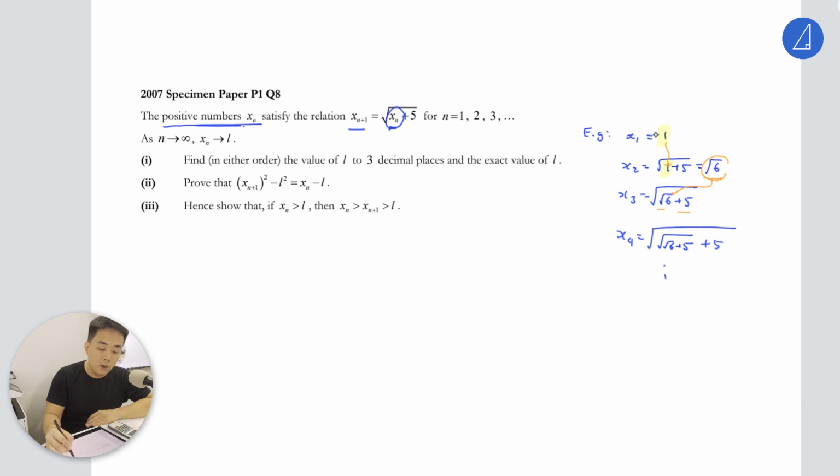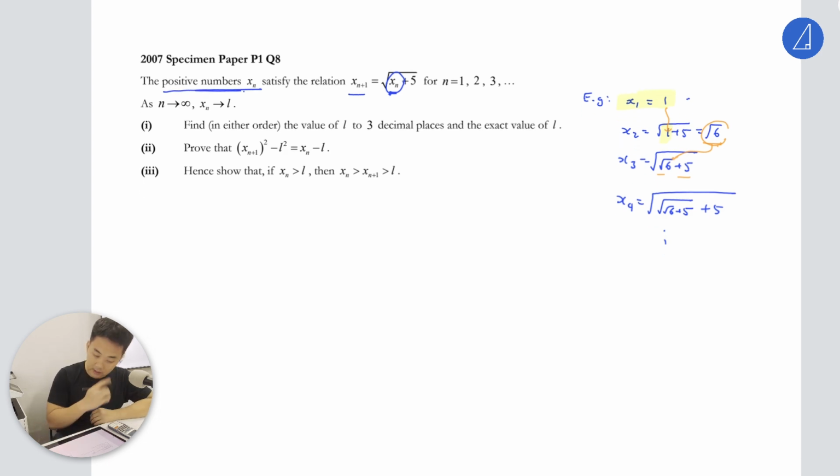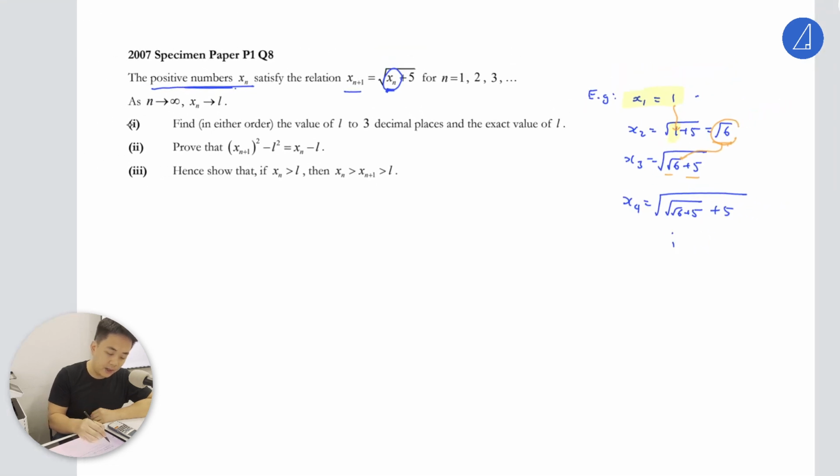But you do not know what x1 is, because it is not given. It can be anything. You can define the starting point as anything. It doesn't matter.